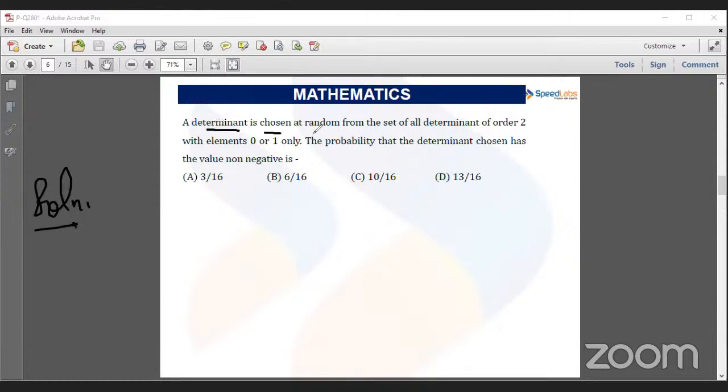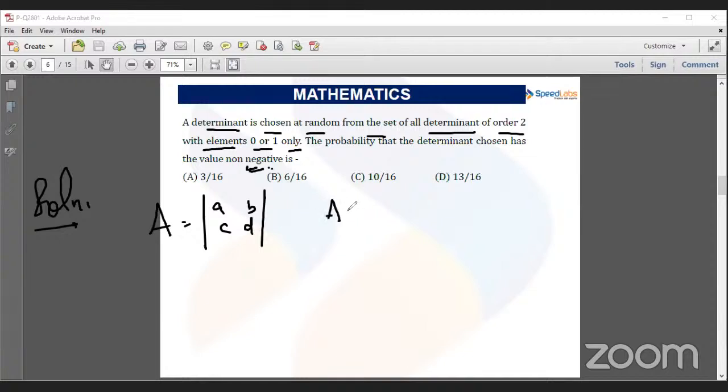A determinant is chosen at random from the set of all determinants of order 2 with elements 0 and 1 only, A, B, C and D. ठीक है. Okay, determinant, sorry. The elements can either be 0 or 1, then the probability that the determinant chosen has a non-negative value. Non-negative matlab it can either be 0 or positive, but not negative.